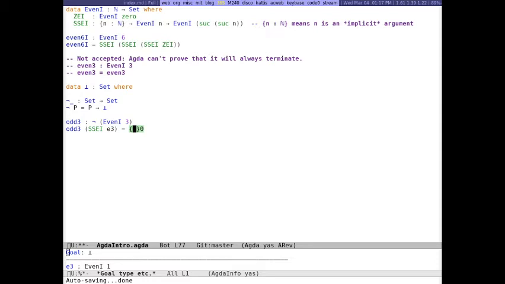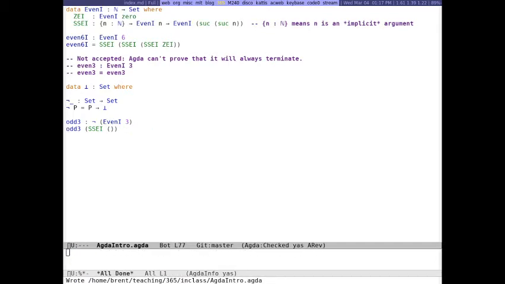So actually, when we go to do a pattern match on E3, it's going to make us one case for every constructor that could possibly match. And it turns out none of them do. So what's going to happen? What happens is this. This is called the absurd pattern. This thing means there's nothing that could possibly go here. So therefore, you don't have to put anything after the equals.